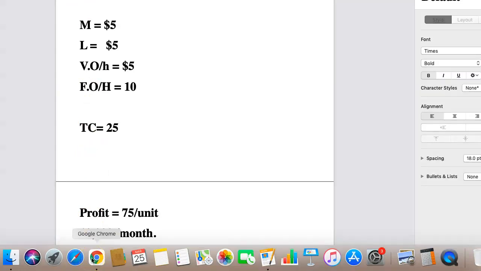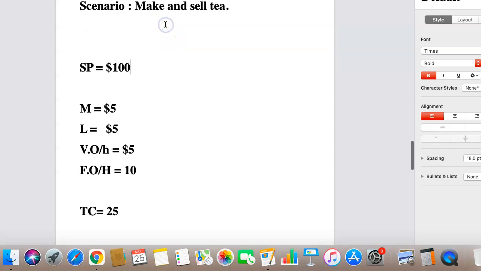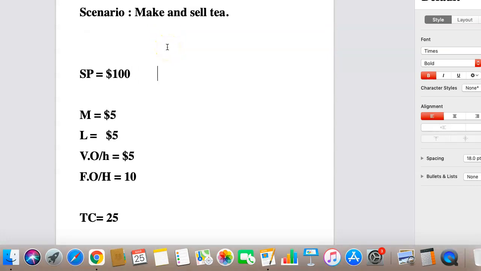You're not happy. And now, that is where activity-based costing comes to help you. So now, let me show you what activity-based costing does. Here I'm putting activity-based costing. This is our traditional way of doing it. And this is the activity-based costing approach. We're doing the same scenario.